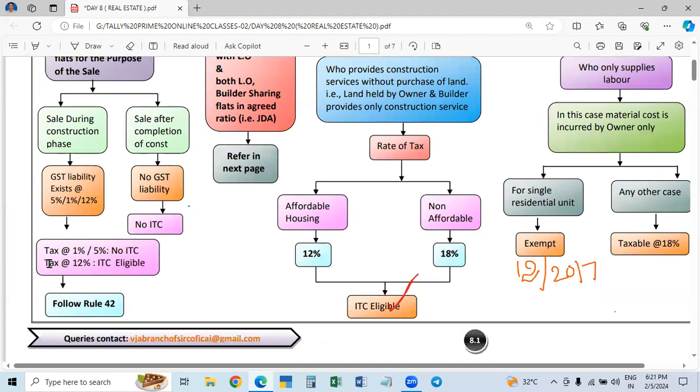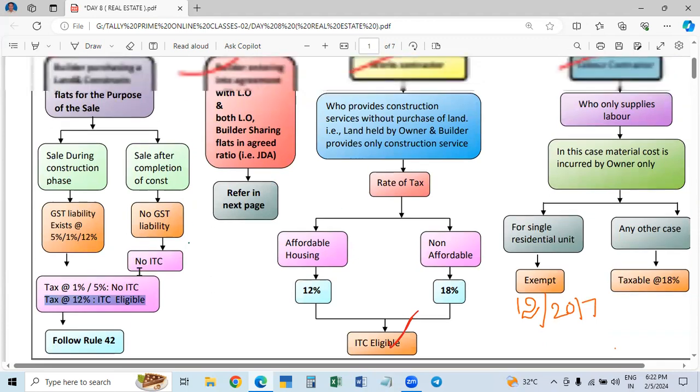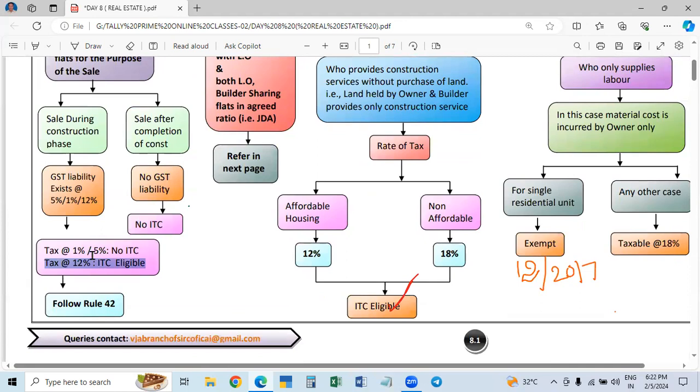And now, coming to this point again, yesterday we missed this, we went to that. Okay, in this case, for commercial area, it is 12%, there is ITC available. But for the residential house, whether it is affordable or non-affordable, at 1% or 5%, there is no ITC. In such a case, if you are constructing a residential unit, and the commercial unit is part of the residential building, as I told you, ground floor it is commercial, first floor, second floor, third floor, it is not.